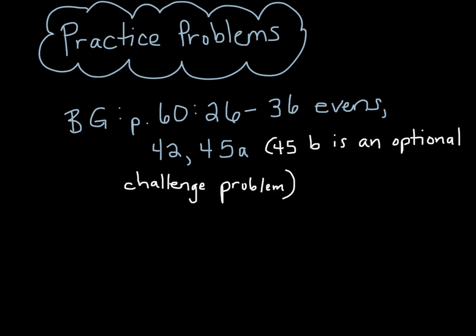Then you're also going to do problem 42, which is an error analysis, and then problem 45 has two parts, A and B. Everyone's going to do 45A, and if you'd like to do an optional challenge, then go ahead and also try 45B.